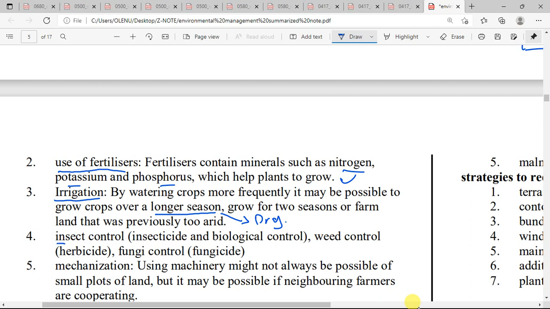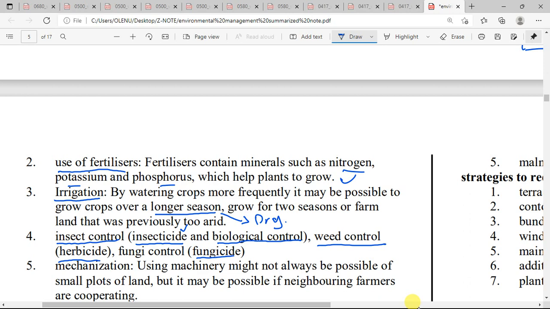In that process, there will be longer growing seasons, so obviously more food will be produced. Now, insects affect plants and thereby reduce food production, so things like insecticides can be used. But insecticides have a long-term impact on the environment. To control insects, you can use insecticides, or you can also carry out cultural or biological control of insects. Then we have weed control, where you use a herbicide. And for fungi control, you use a fungicide, because all these affect the crop and thereby reduce food production.